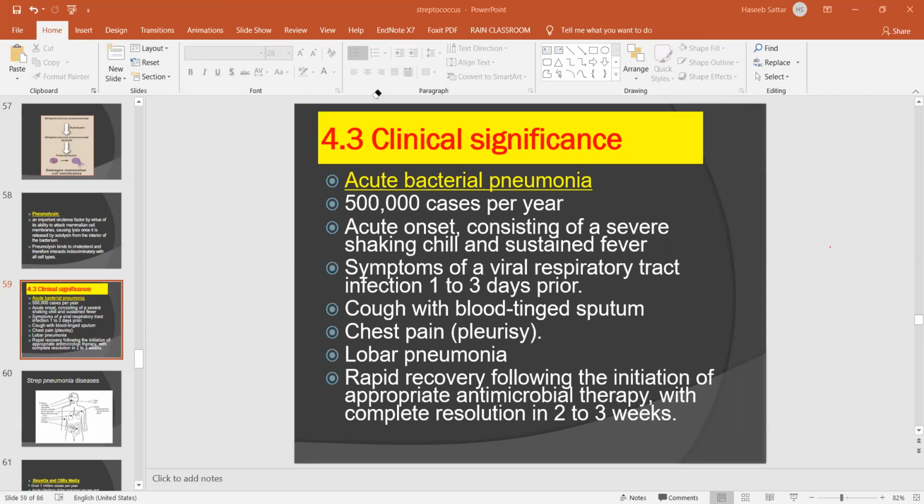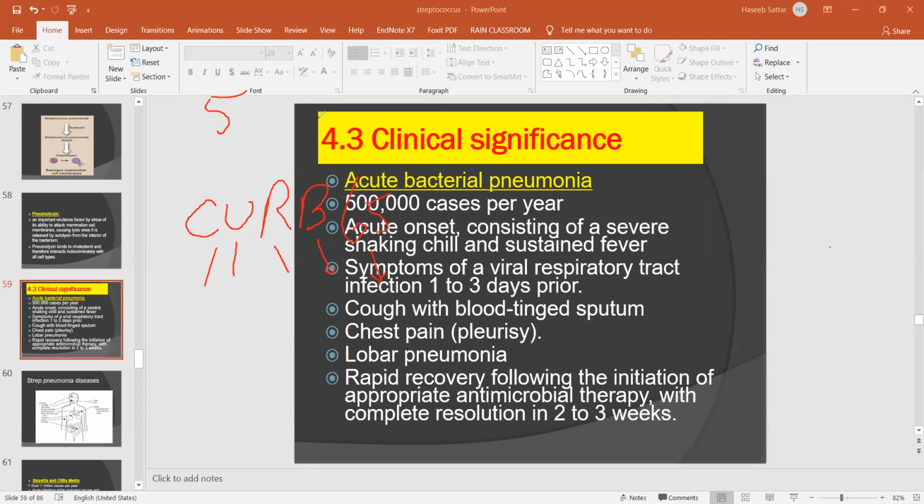Because in elderly patients, this pneumonia may be severe. For this purpose, we use this CURB scoring system. CURB-65 is a scoring system to find out the severity of pneumonia. So C for confusion, U for uremia, R for respiratory rate, B for blood pressure, and 65 is for age. So total marks is 5.